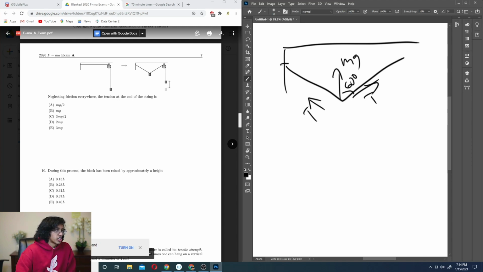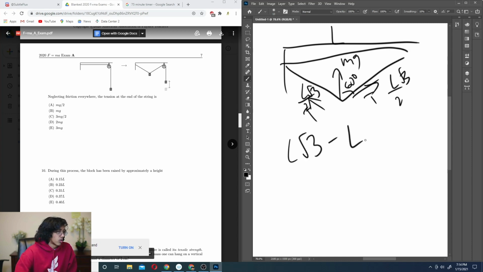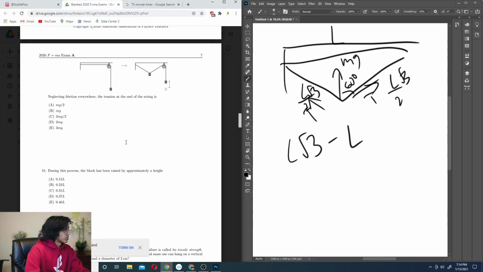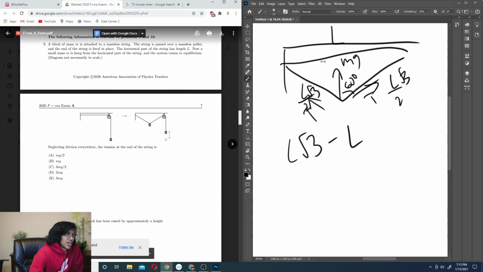So essentially it was initially L, right? But now we're taking up L over root 3, or L root 3, right? L over 2 root 3. And our new length minus our old length is the amount we lifted up. So it's just going to be L root 3 minus L. If we do that in the calculator, it should just be root 3 minus 1, which is 0.73, which is not even close to an option. Hold up. Oh, it's L over 4, because this part's L over 2, so this would be L over 4, which would make this L over... Okay, so this is L root 3 over 2. Okay, that makes a bit more sense.